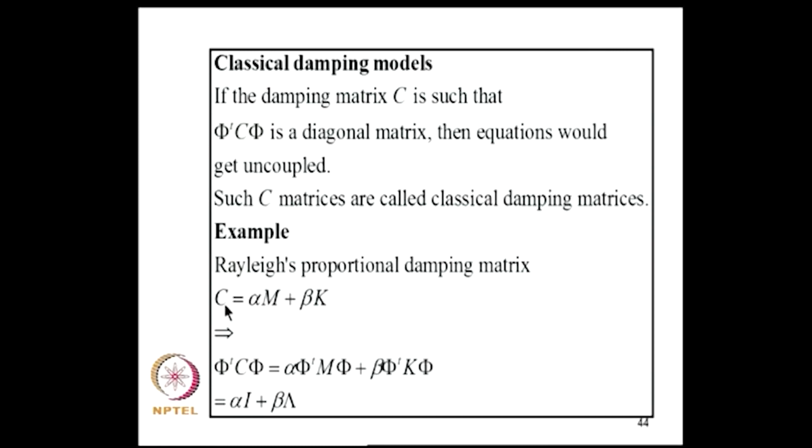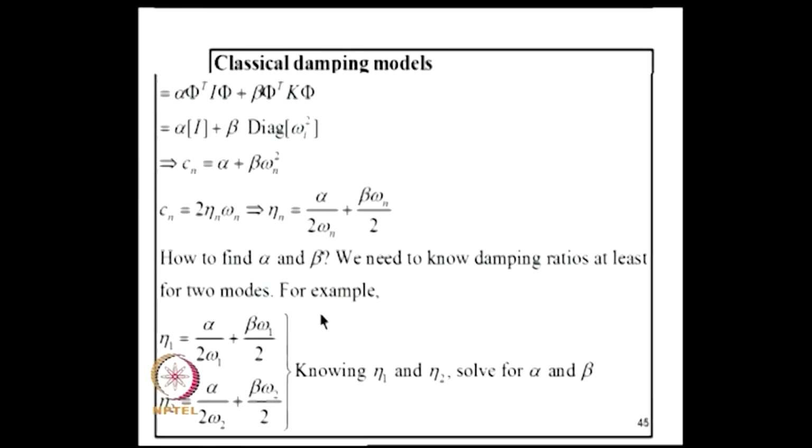Now you construct phi transpose C phi. I will get alpha into phi transpose m phi plus beta into phi transpose k phi, and the first matrix is simply alpha into I, the second matrix is beta into capital lambda. Therefore phi transpose C phi is also diagonal. So, if we are happy using only this type of damping matrix model, then the undamped normal modes will still uncouple the equations of motion.